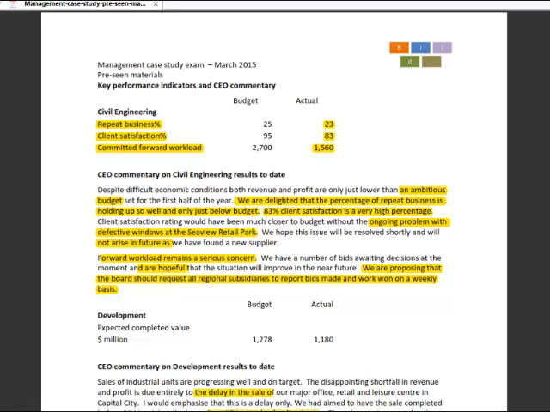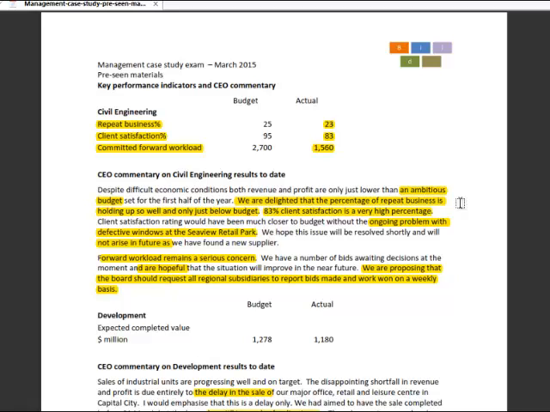Client satisfaction, well, it's falling. But let's have a look at the commentary. Whenever you see the words "an ambitious budget," you've got to ask yourself, well, who would write an ambitious budget? And in a report, once you've accepted a budget, you can't say it's ambitious. It's the budget that's been agreed. So when people write that, it says to me they're making excuses. "Delighted that the percentage of repeat business is holding up so well and only just below budget." Well, it's a drop of about 15% from budget, so that's not very good.